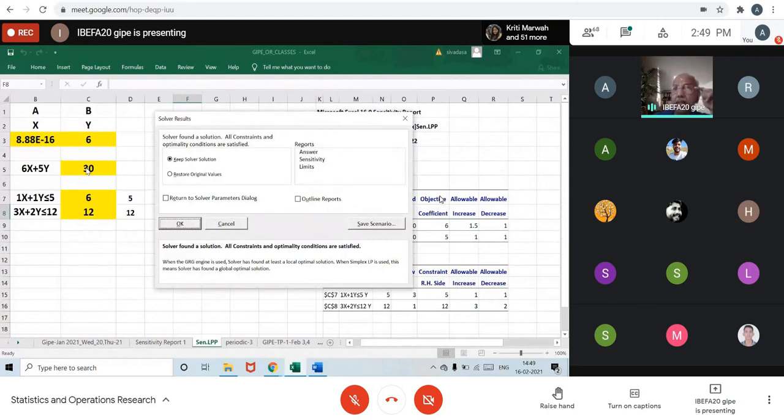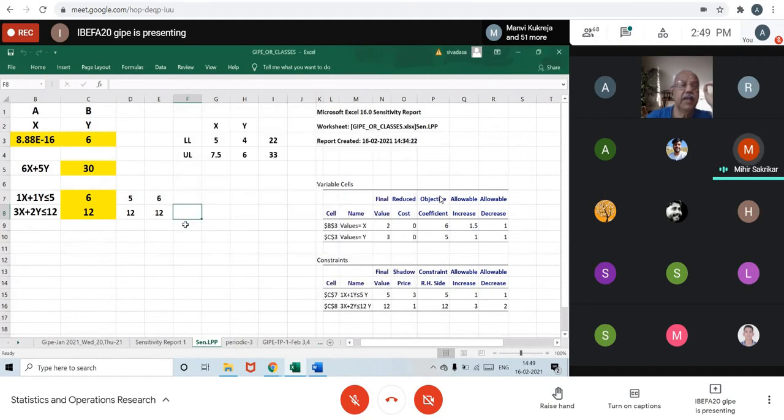27 was the earlier profit. And now just 1 unit change of your milk, 30 will be the profit. So what is the difference? 3, sir. The exact 3 that was shown on the shadow price. This is called shadow price.